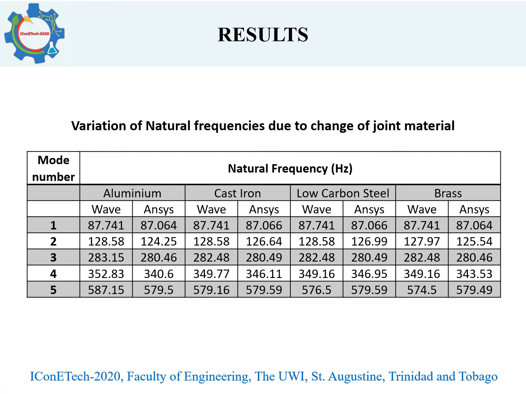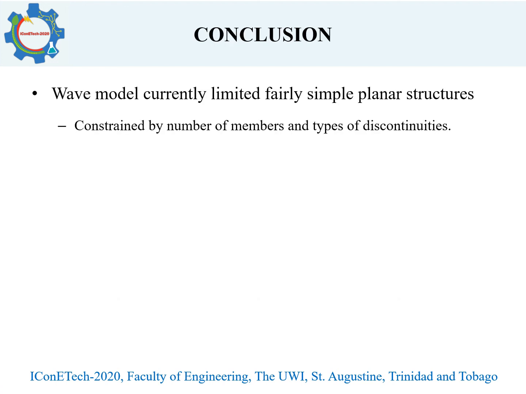It can be seen that the wave model holds up fairly well to the ANSYS model across all materials. However, the accuracy of the model begins to degrade as the mode number increases. This could be attributed to the exclusion of the actual flexibility of the joint, as the joint was modeled as a rigid structure. As it stands, the wave model is currently limited to fairly simple planar structures due to just considering the in-plane motion. However, this can be expanded by also considering the out-of-plane motion at the same time. This is also constrained by the number of members and the types of discontinuities in terms of calculation, but this is currently being worked on.